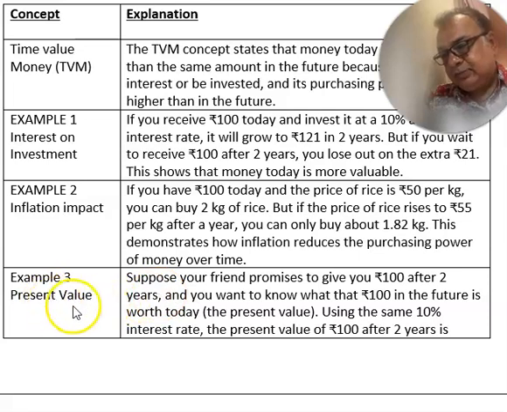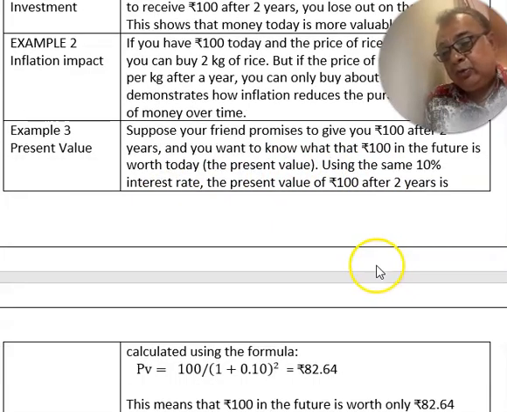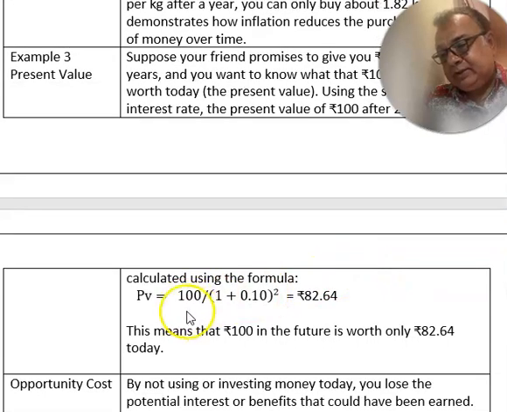Third, example for present value. Suppose your friend promised to give you 100 after 2 years and you want to know what that 100 in the future is worth today. That is called a present value. Using the same 10% interest rate, the present value of 100 after 2 years will be calculated. This is the formula we will learn later after this table.